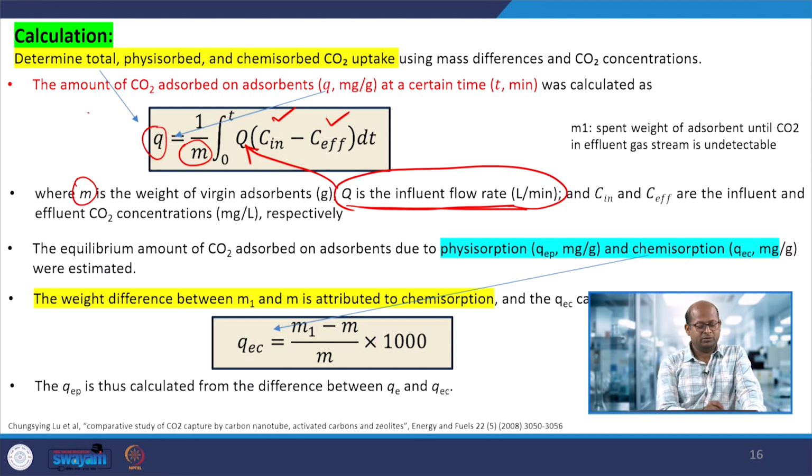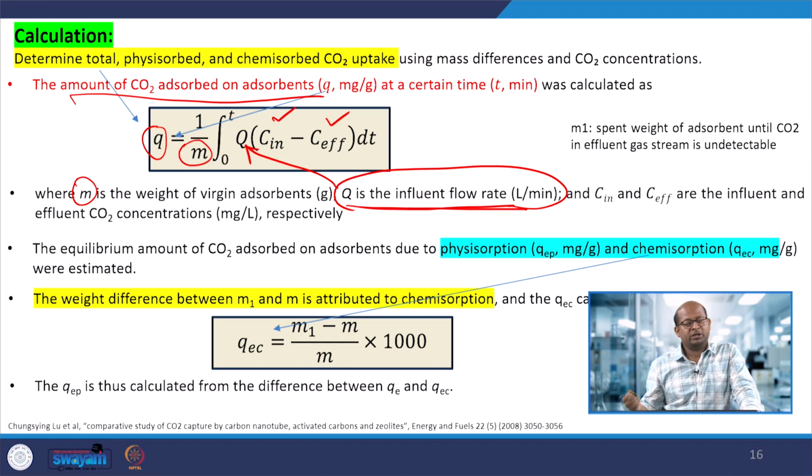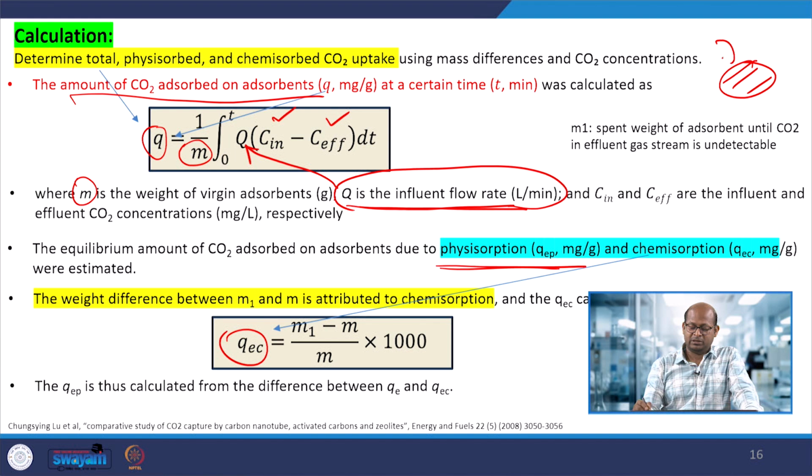So the amount of CO2 adsorbed, in milligrams of CO2 per gram of adsorbent, the nanomaterial, we can find out as the total quantity of gas adsorbed. Out of that, there is chemical adsorption, meaning that on whatever material we have taken, CO2 gets adsorbed, and that may be physisorption or chemisorption of CO2. So both are there on that material.